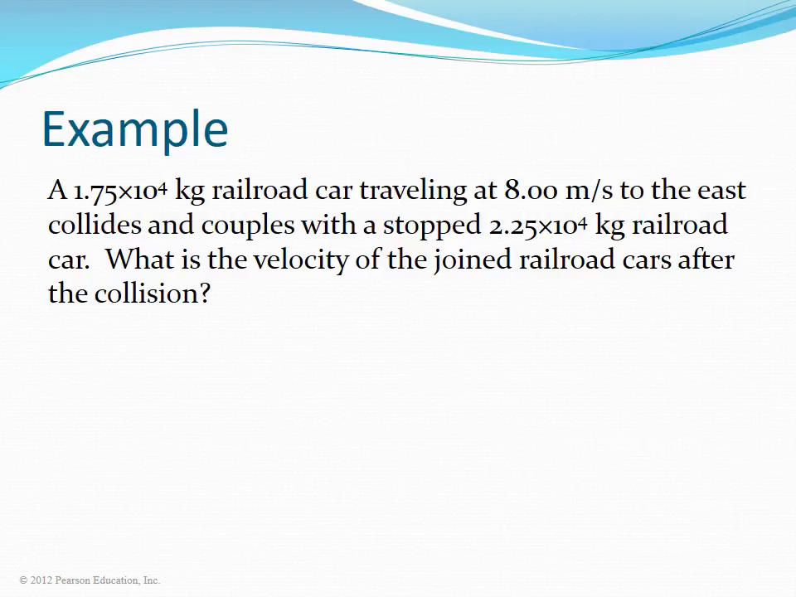A 1.75 times 10 to the 4 kilogram railroad car traveling at 8.00 meters per second to the east collides and couples with a stationary 2.25 times 10 to the 4 kilogram railroad car. What is the velocity of the joined railroad cars after the collision?